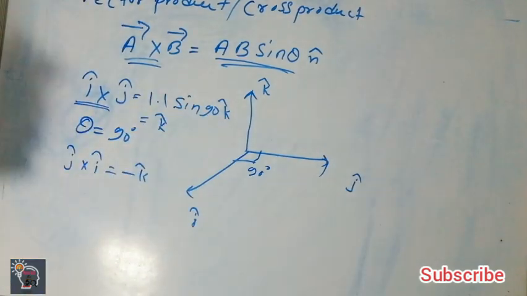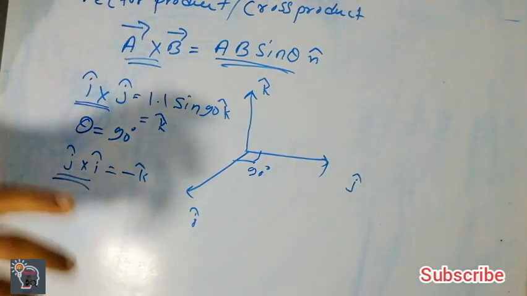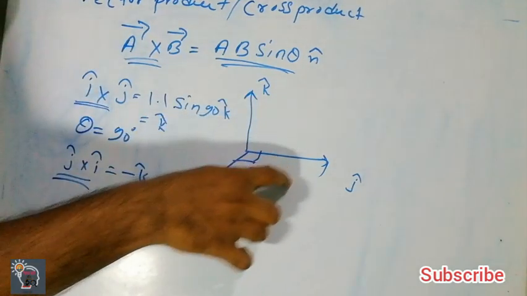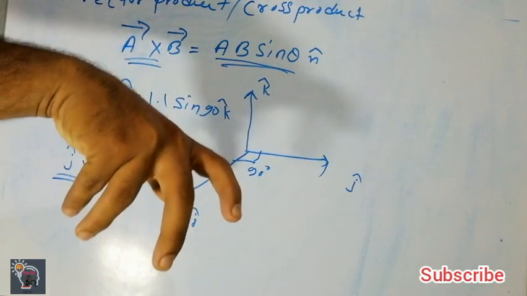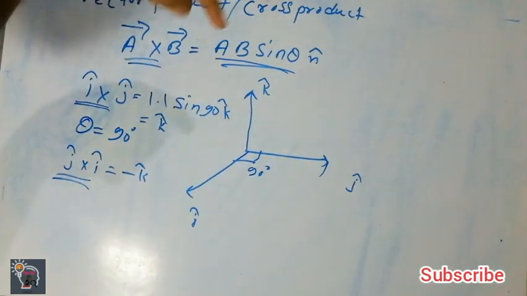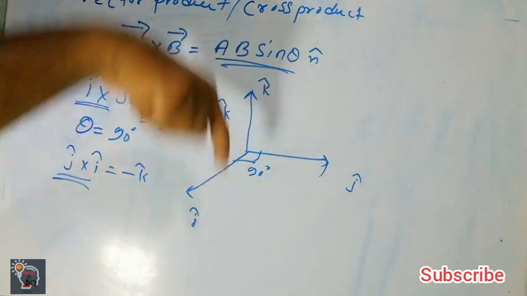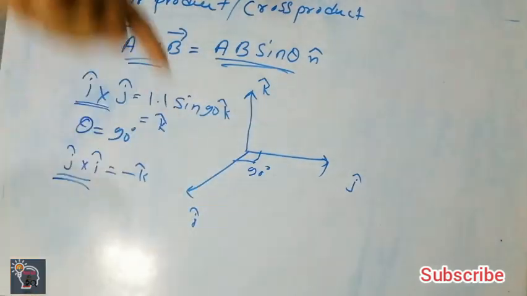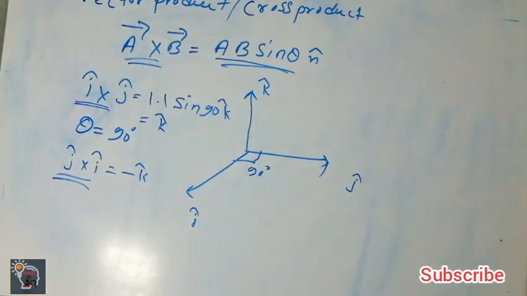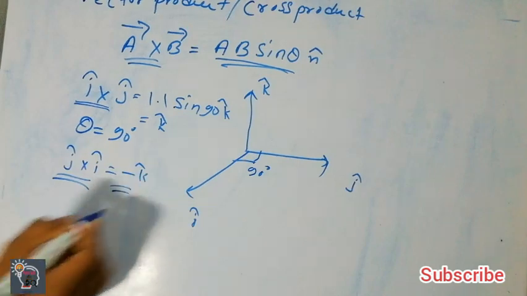And when we multiply j cross i, the right hand screw rotates from j to i, so it moves vertically downward to the plane containing i and j. So its result becomes minus k cap.